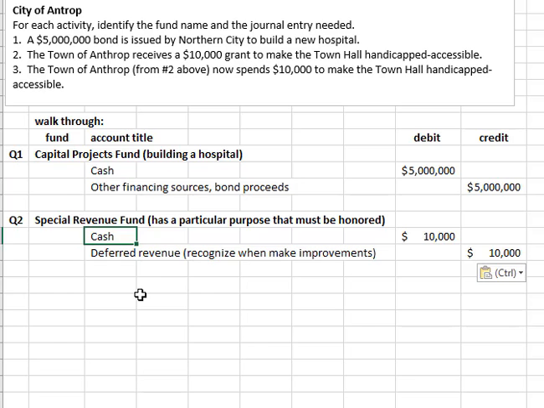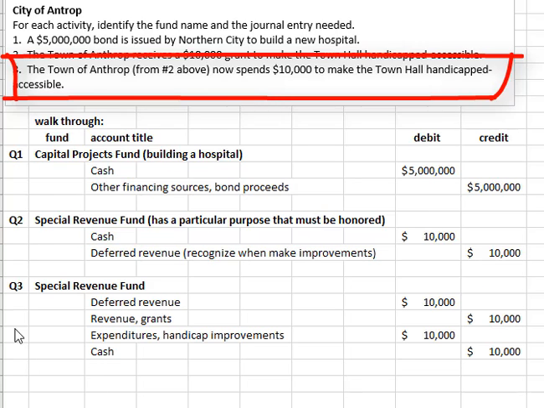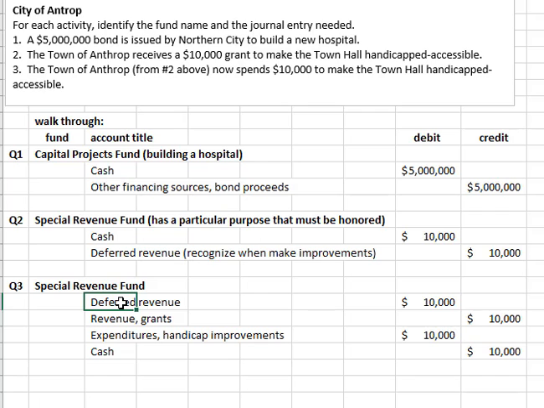And then in number 3, it says, now we have made the improvements and paid for those improvements. Now what? So now that activity is going to be in the special revenue fund. We're going to remove the deferred revenue. It's no longer deferred, and we're going to recognize the revenue. And we're going to recognize the expense and pay for it.